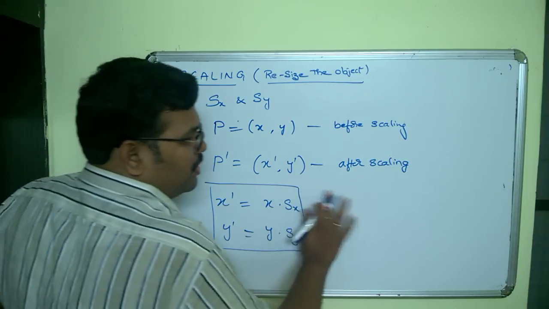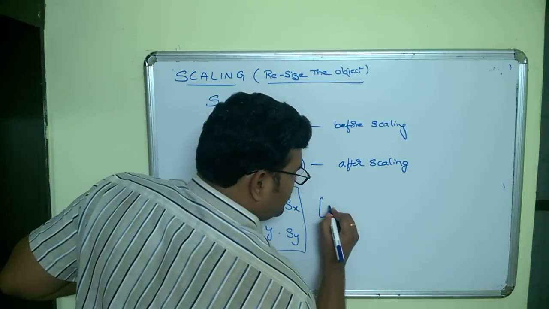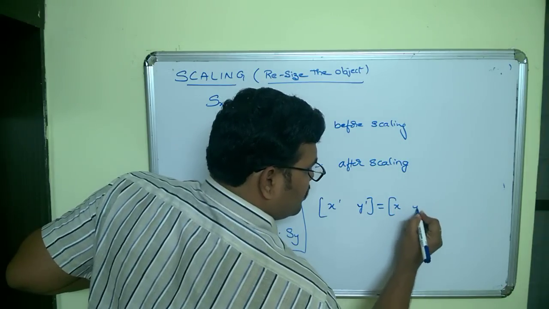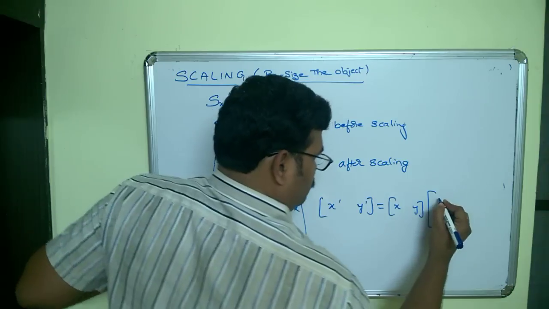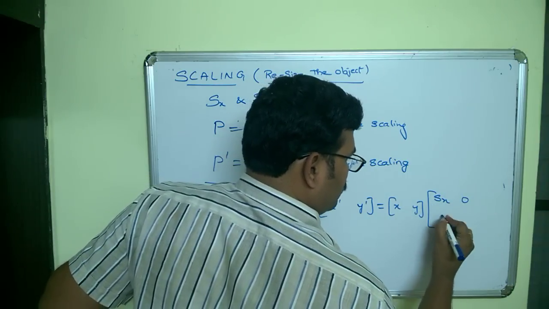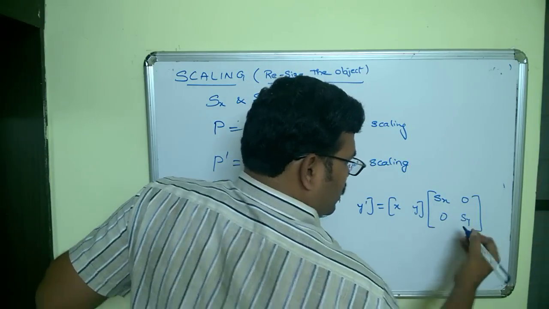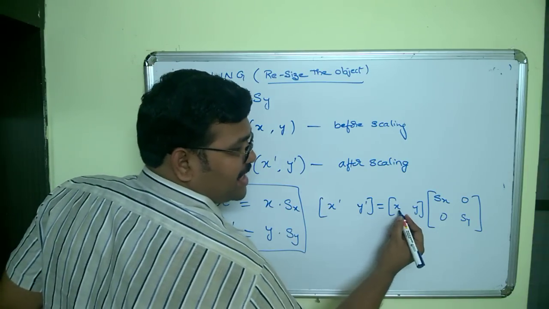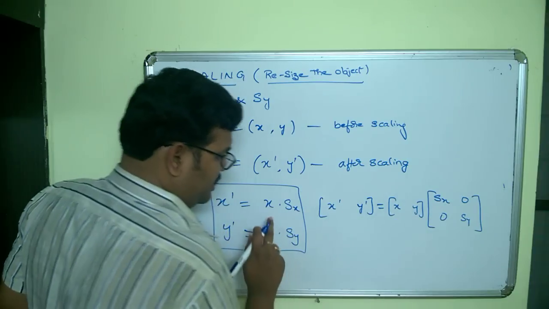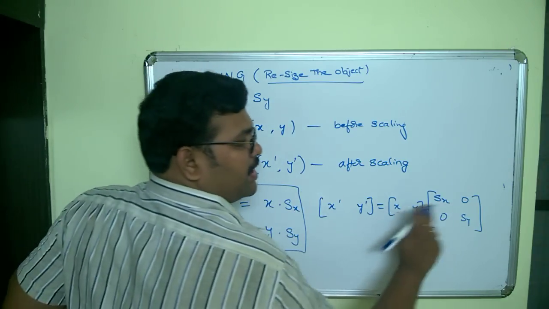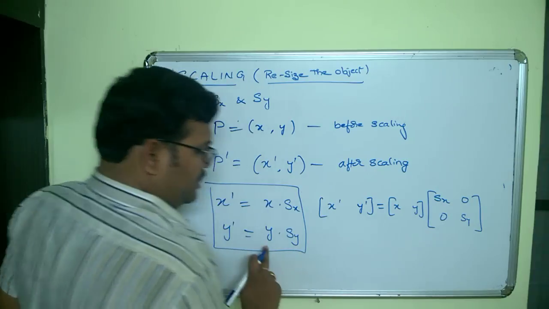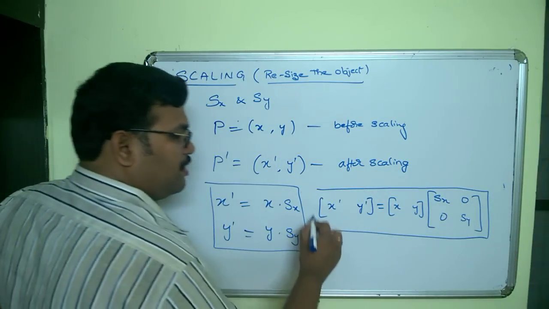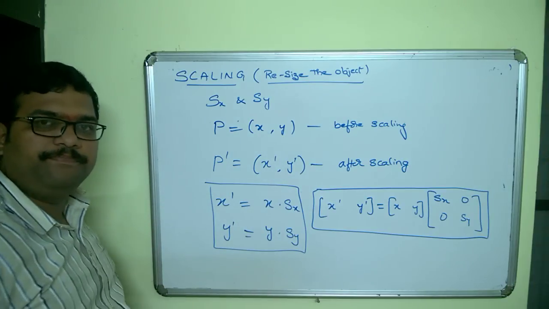So in the matrix representation, we can write it as [x' y'] is equal to [x y] times the matrix sx 0, 0 sy. If you multiply these two terms, x into sx plus y into 0, that is x into sx, and x into 0 plus y into sy, that is y into sy. So this is the matrix representation for the scaling operation.